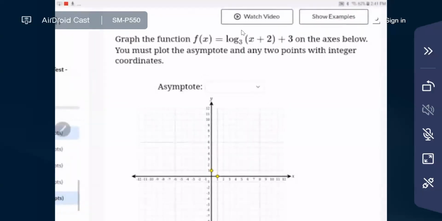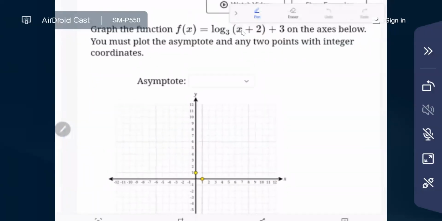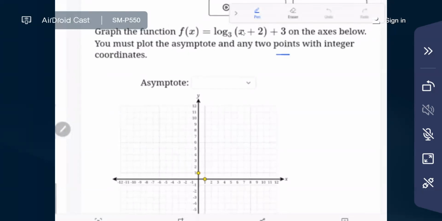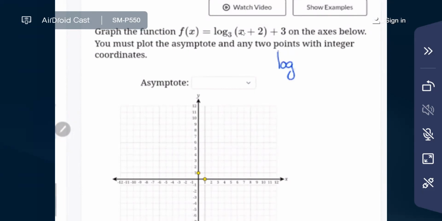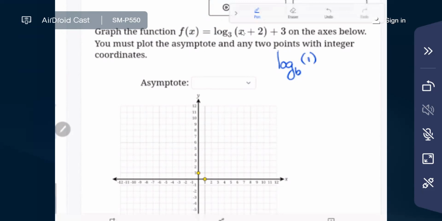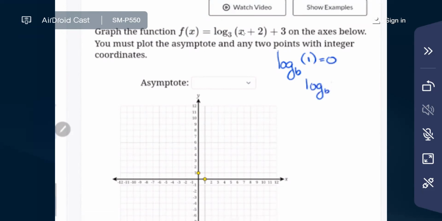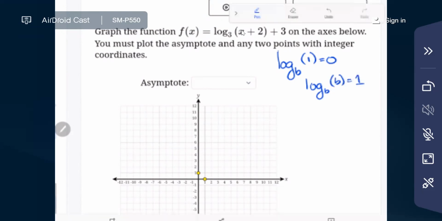There we go. All right, so here's a couple ideas. One is that if you have log base of any number, and the base is any number, and the argument is 1, that is going to be equal to 0. And if you have the log base and the base matches the argument, that is going to be equal to 1. All right, and so I'm going to use this idea to get my 2 points.